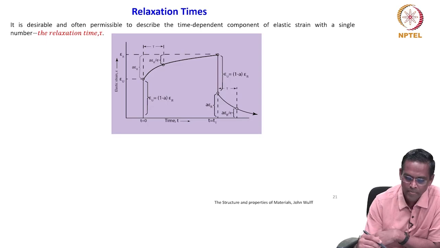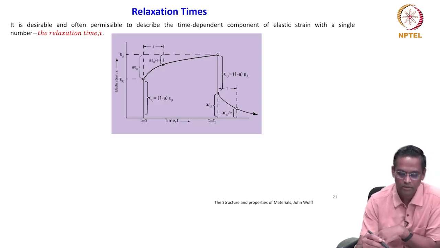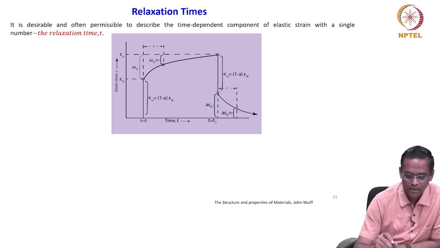Now, we have different parts of the curve. One is t equal to 0, where it is almost constant, and then slowly it relaxes to one point, and again unloading, and then relaxes. So, instant loading or adiabatic loading, whichever way we look at it, the elastic strain E u is reached all of a sudden, that is t equal to 0, and then it relaxes.